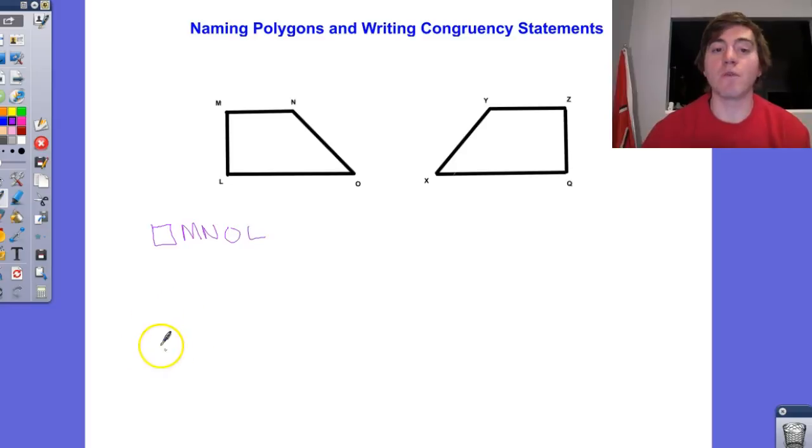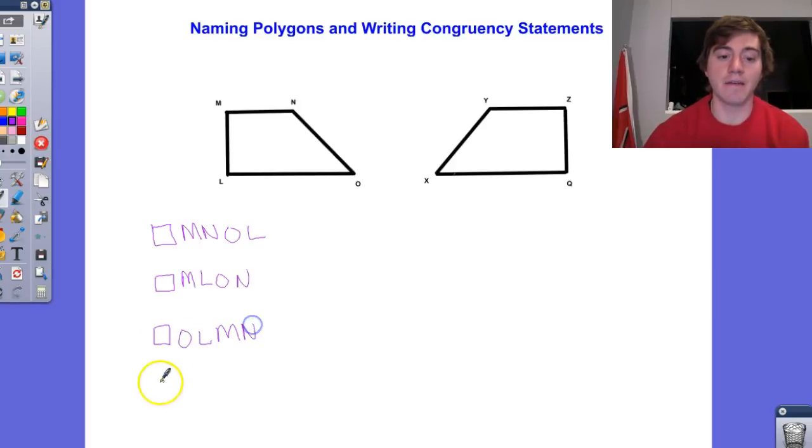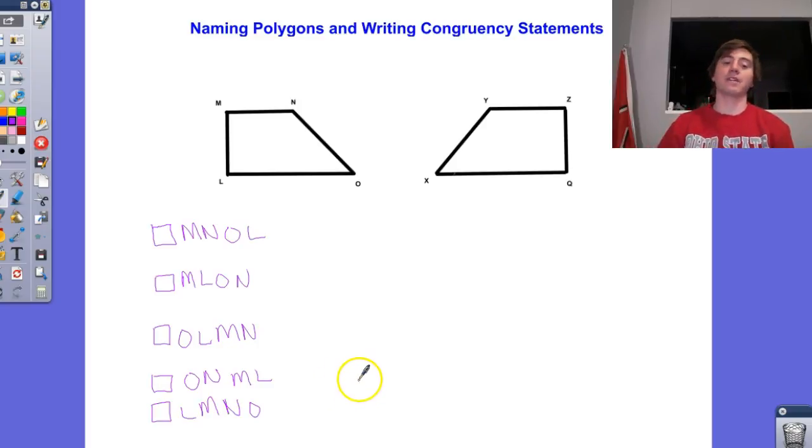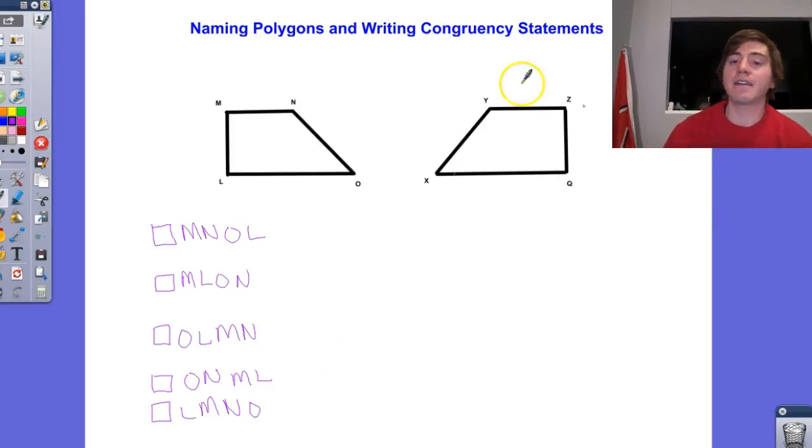There are multiple ways I could have written this. In fact, lots of different ways. Let's say I chose M still, but I wanted to go the other direction. This would be M-L-O-N. Let's say I didn't want to start with M. I wanted to start with O. I could be O-L-M-N. I could be O-N-M-L. I could start with L and be L-M-N-O. I think you're getting the point here. So, I can name this guy a similar way.